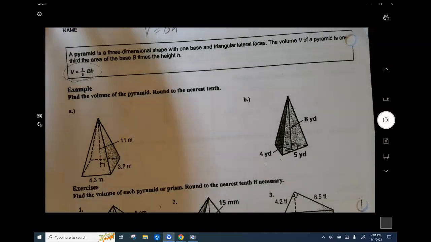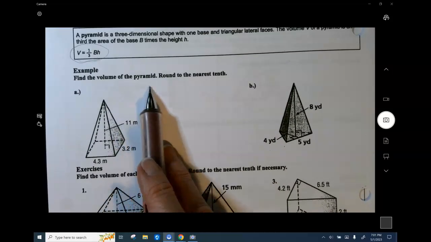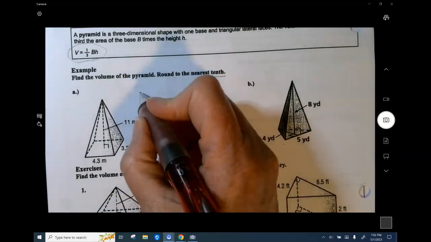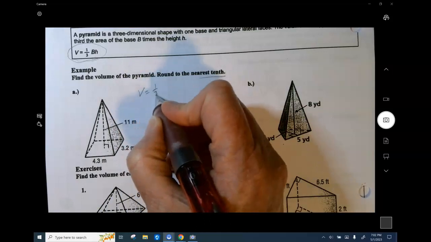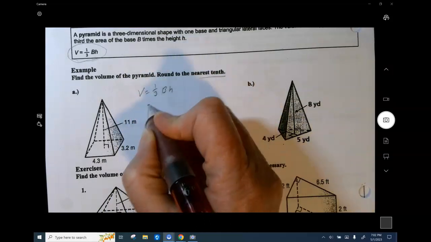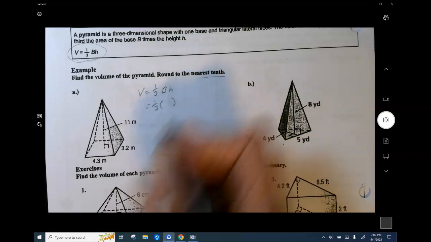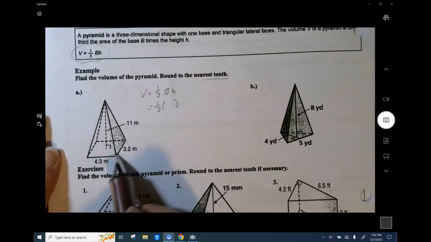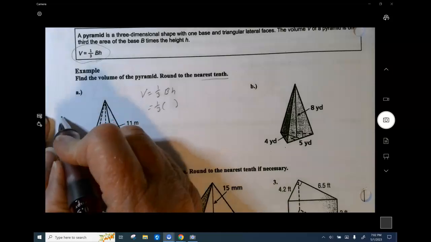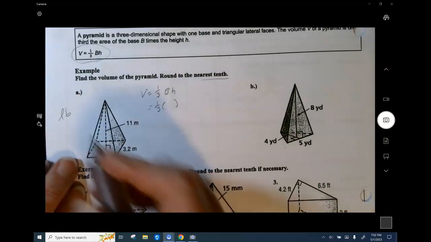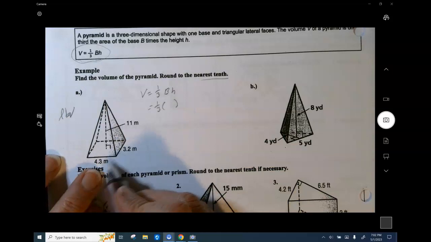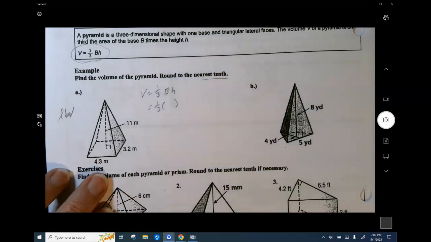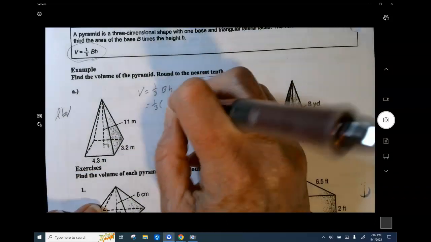So here we go. What we're going to do is find the volume of the pyramid, round to the nearest tenth. So volume is equal to 1/3 the area of the base times the height. So 1/3 the area of the base. Well, what is the base? It's a rectangle. To find the area of a rectangle, is length times width. Or base times height. So I'm going to take and multiply 4.3.